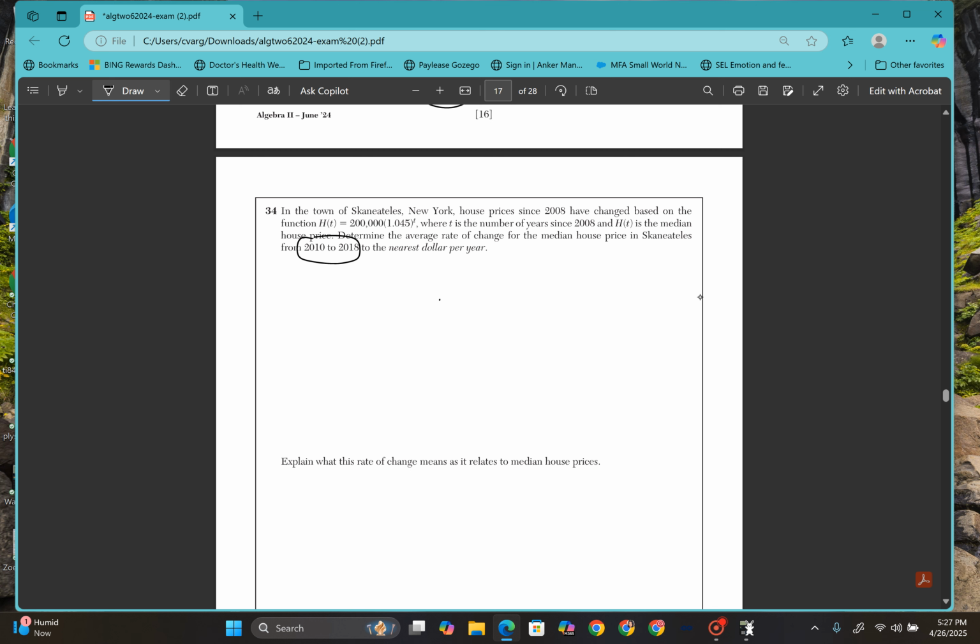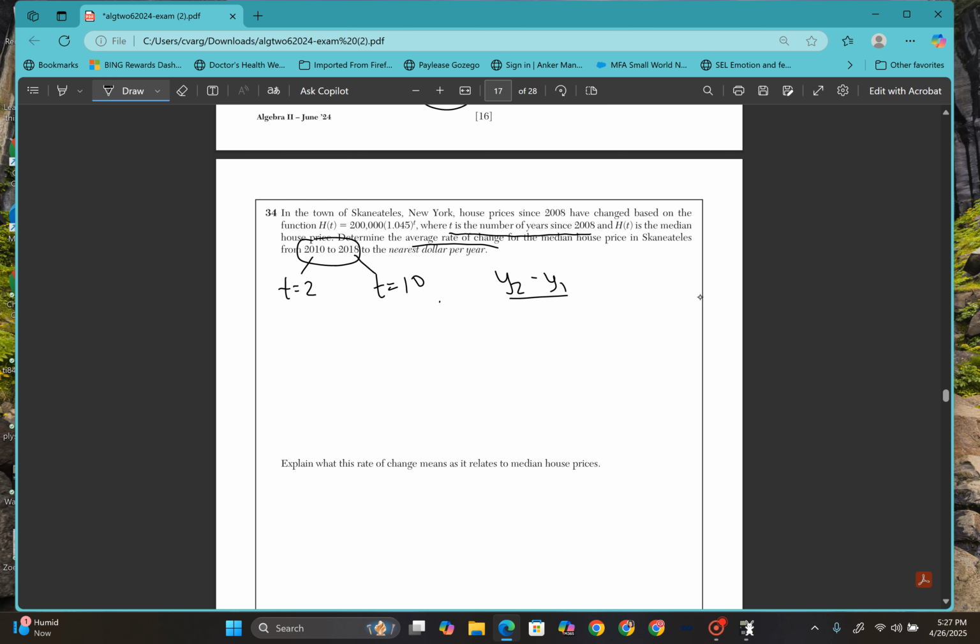So h of t, it says t is the number of years since 2008. So this right here is where t is equal to 2 because 2010 is 2 years after 2008. And this here is where t is equal to 10, because 2018 is 10 years after 2008. So I'm looking for the average rate of change. Remember this formula? Y2 minus Y1 over X2 minus X1. Okay, cool. So my X1 is equal to 2 and my X2 is equal to 10.